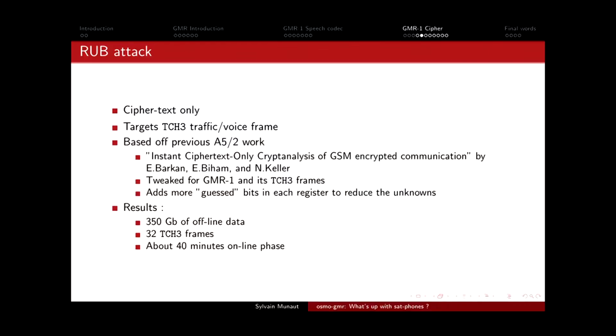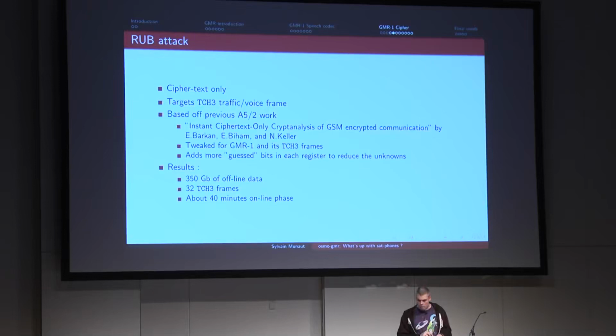So a little more detail about what the guys at Bochum did. They published a ciphertext only attack. That means you only need to capture data off the air, and directly with that you feed it to the attack, and it can give you the key. They target what's called TCH3 frames, and those are traffic frames. They're basically what carries the voice, which means you have a lot of them, because as long as the conversation is still going, frames are being generated constantly, several tens of them per second.